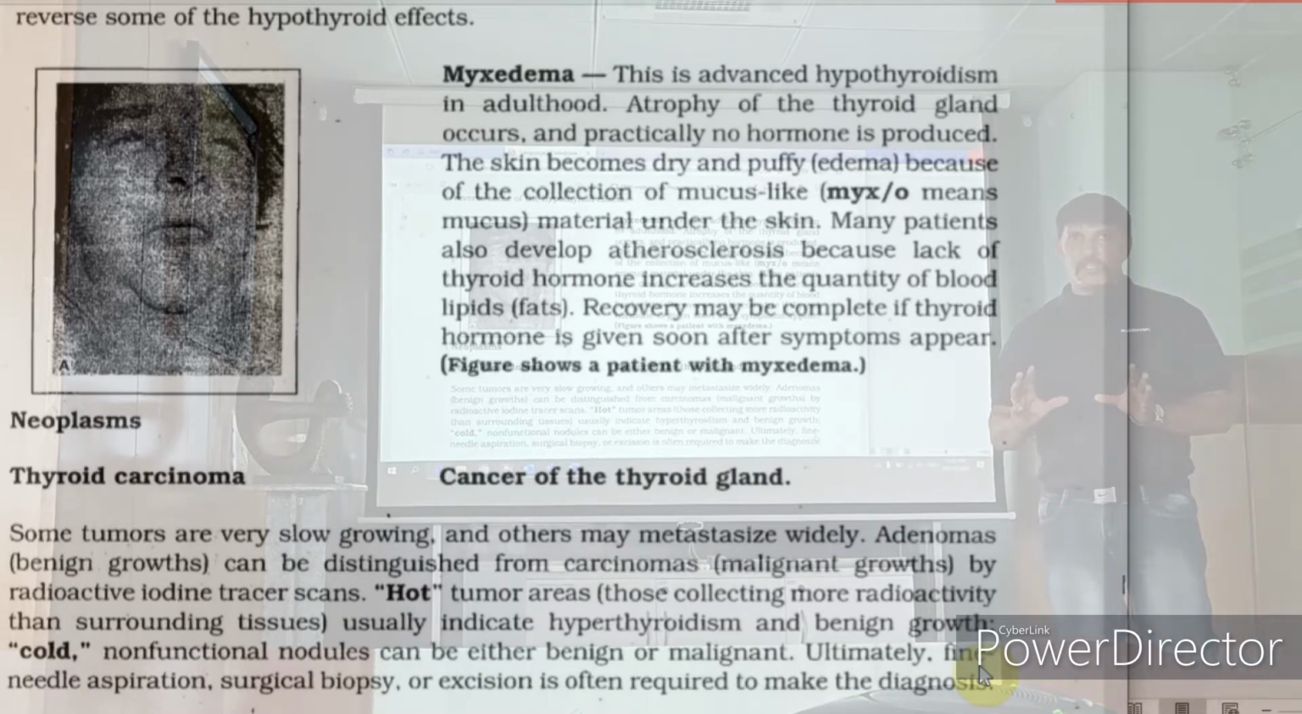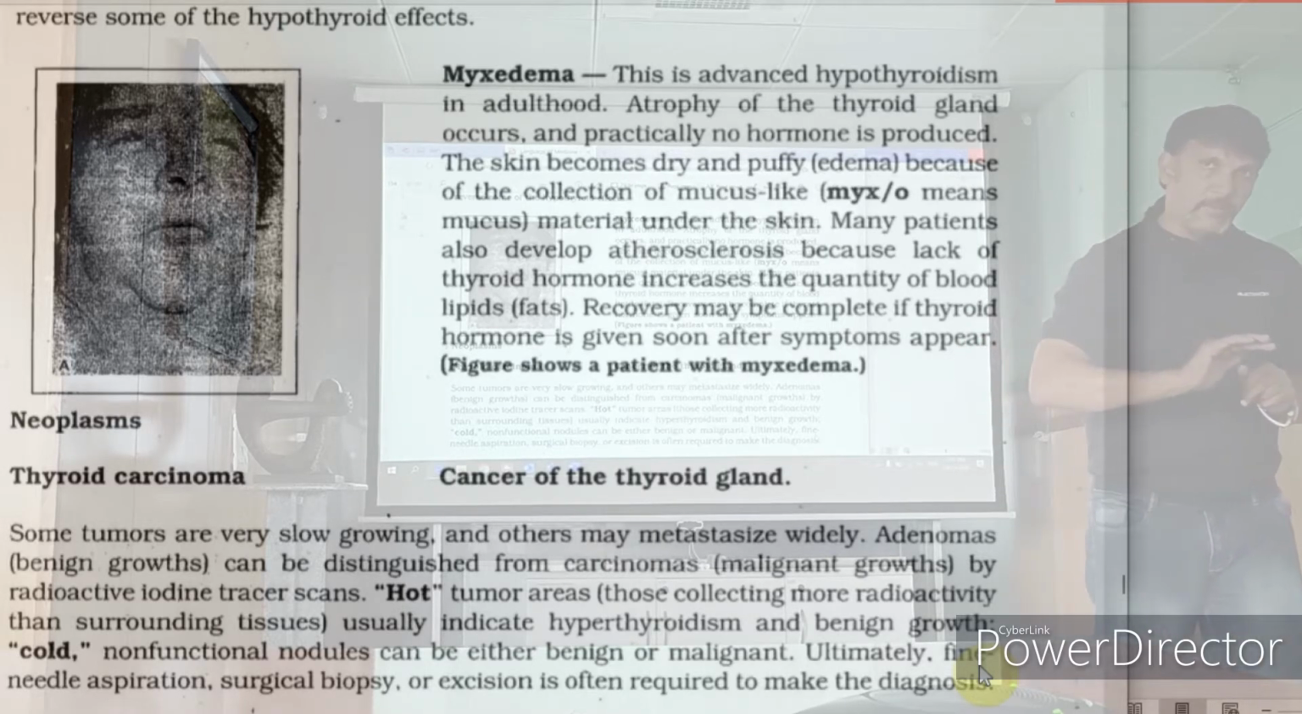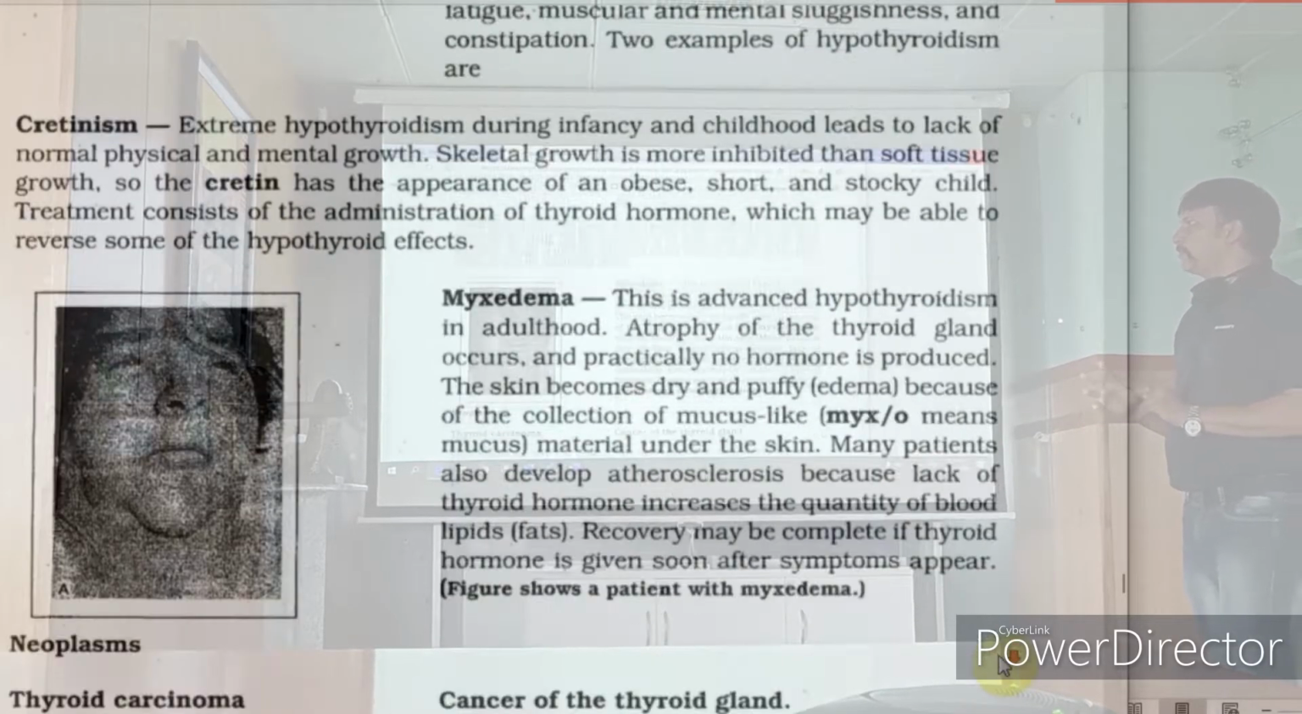Okay. Again, hyperthyroidism, hypothyroidism. Under hypothyroidism, before puberty it is known as cretinism. After, in adulthood, myxedema. Okay.